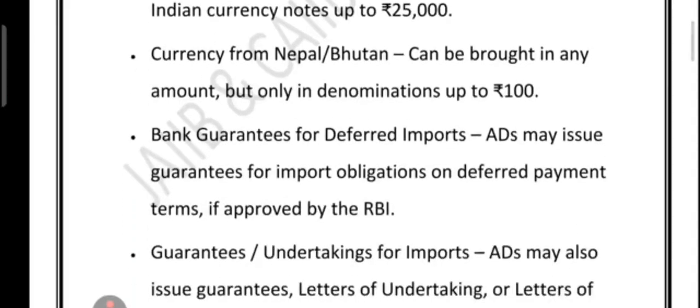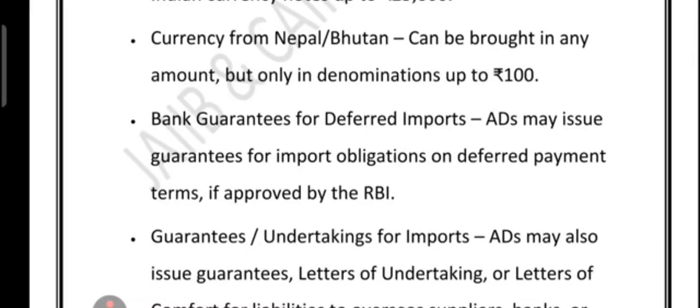Last, let's talk about the guarantee. Bank can issue guarantee for import payment or deferred term if RBI approve. They can also give undertaking or comfort letter to foreign supplier, bank or financial institutions as long as it matches the foreign trade policy. So bank guarantee we are talking about. Bank can issue guarantee for import payment on deferred term.